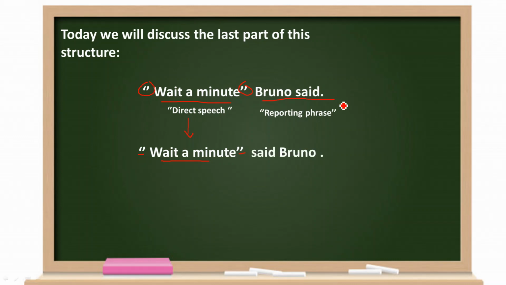It becomes said Bruno. So again, the subject was before the verb, but with the inversion, we have the verb first and then the subject. So it is, wait a minute, said Bruno. So we switched places between the subject and the verb.